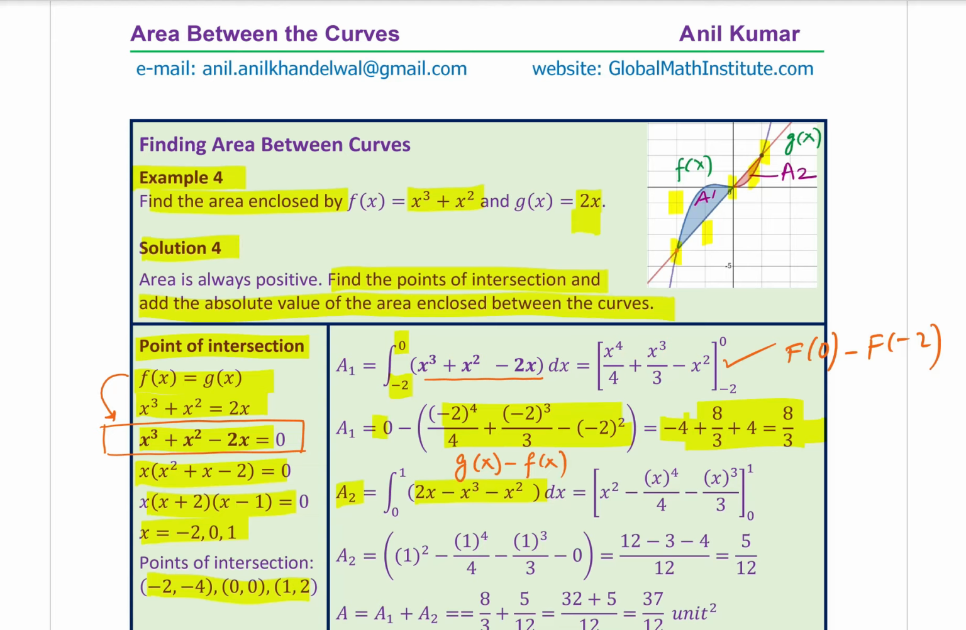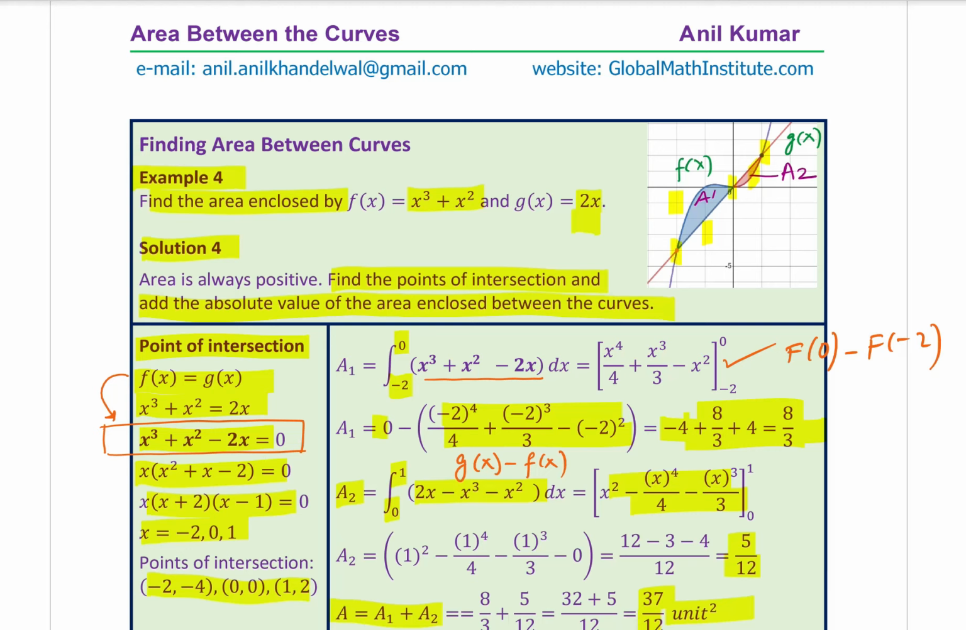Now the area we are interested in finding is between 0 to 1. When you integrate and substitute the values, area comes to 5 over 12. Total area is the sum of these two areas, add them up and get your answer. Perfect. So that is how you could actually solve this question.